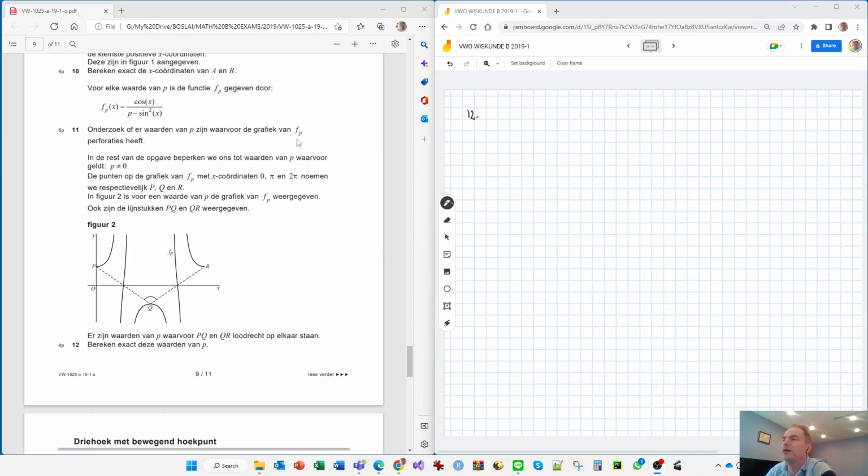Question 12. In the remainder of this question, we limit ourselves to the values of p for which p is not equal to 0. Then there are 3 points on the graph with x-coordinates 0, pi, 2 pi, which we call P, Q, and R.